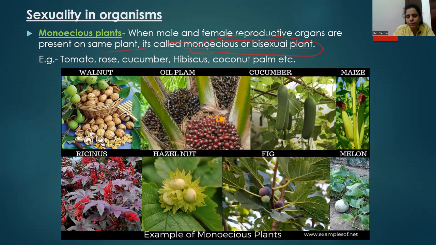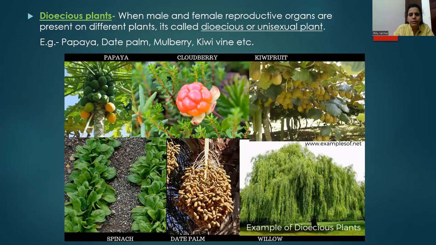As we have studied in the beginning of this video, bisexual plant means when both male and female reproductive organs are present in the same plant. Bisexual plants are also known as monoecious plants. That means in this case, one single plant itself produces both male and female gametes. There are multiple examples like tomato, rose, cucumber, hibiscus, coconut palm, etc.